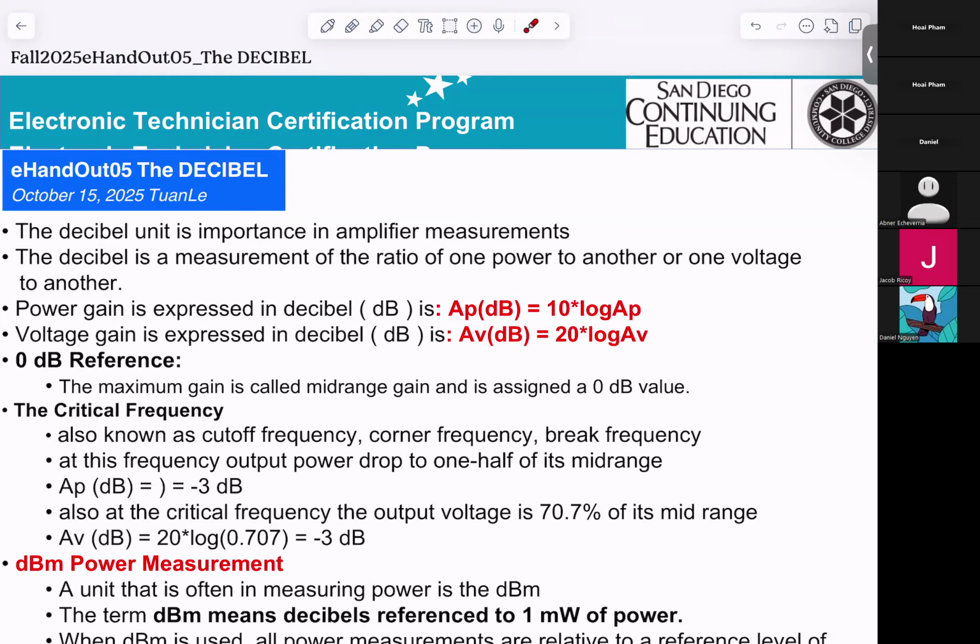The reason is that in the company, they have a lab for RF, radio frequency. In radio frequency, they measure using dB. However, we have to convert it back into normal. Okay? So this is the formula.